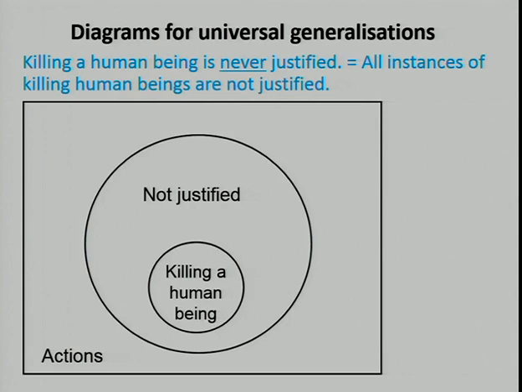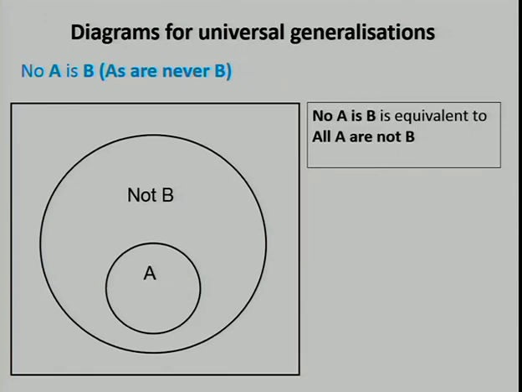So those would just be two different ways of depicting and visualizing that relationship for yourself. And that also means, if we break that down into general terms, that these two things are equivalent, right? So no A is B is going to be the same thing as all A are not B. Yeah? So that's something to remember, and we'll be using that later on in the tutorials.